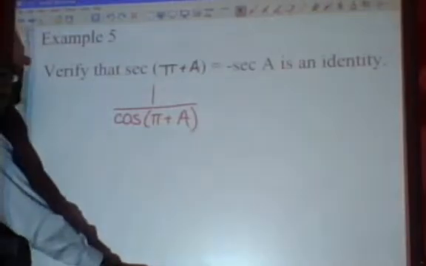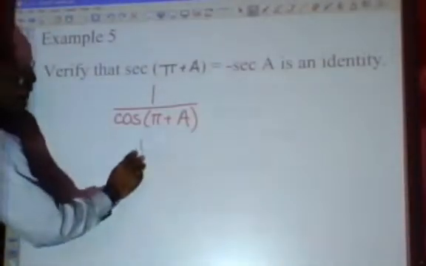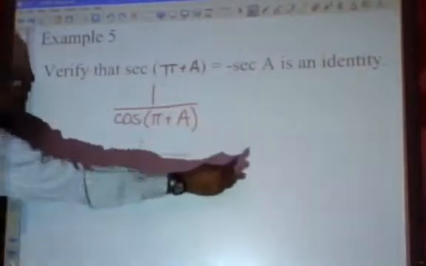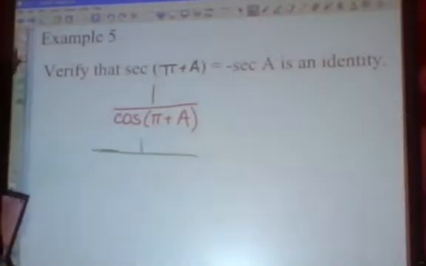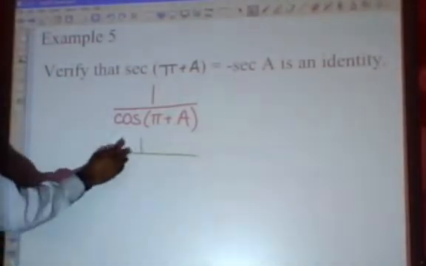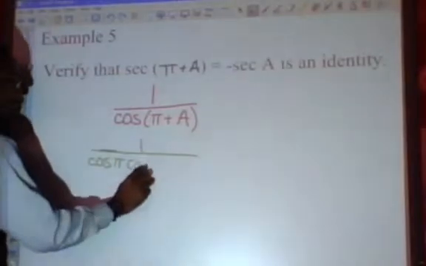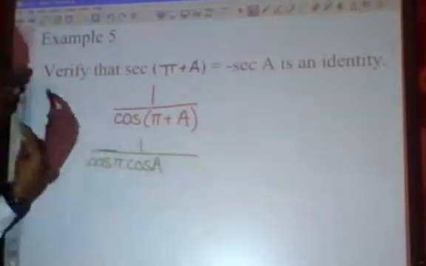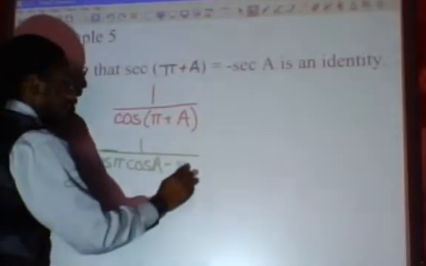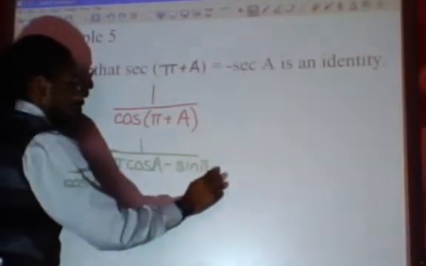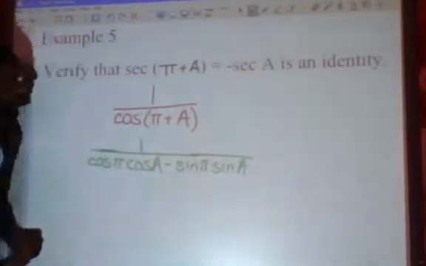Using our reciprocal identity, which I know you guys remember. So we're going to go ahead and work this out now, break this apart using the sum of cosine identity. So we're going to do cosine pi, cosine a, change the signs, C for change, and then we do sine pi, sine a, all in the denominator.